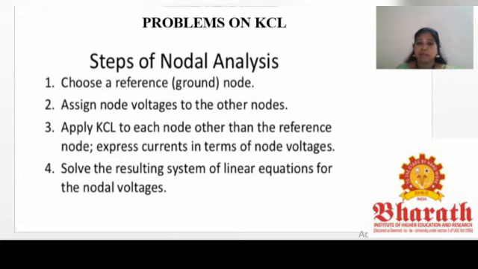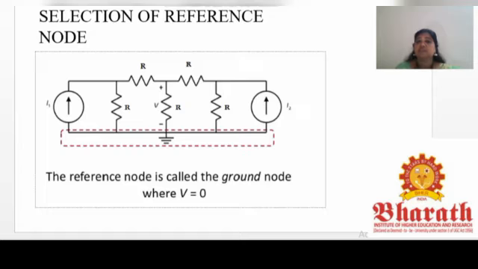After applying Kirchhoff's current law, express currents in terms of node voltages. Each element connected with the nodes, you are going to express the current across the element in terms of voltages. Next, solve the resulting system of linear equations for the nodal voltages. After applying the node voltages, we form the linear equations, and from them we find the nodal voltages in the circuit.